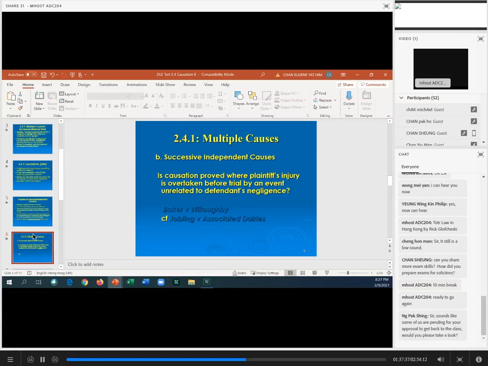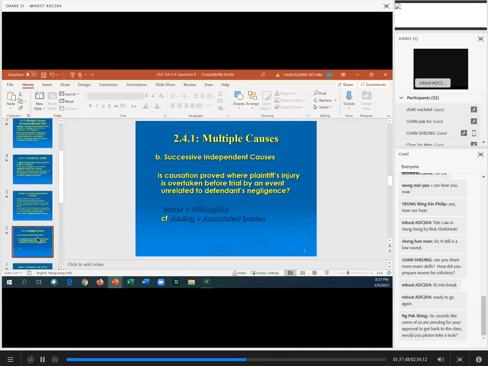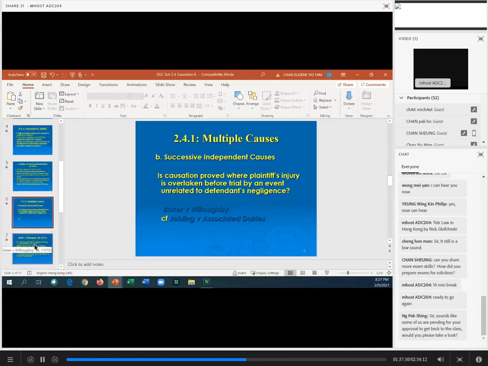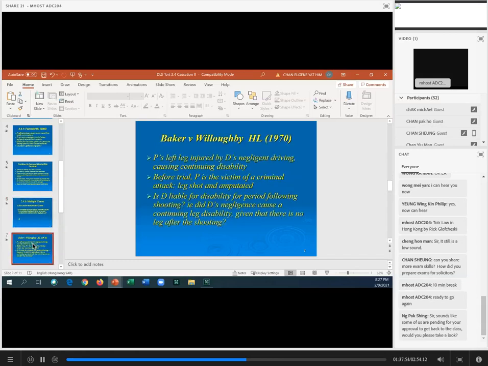I don't think they're in the course, but we'll go through these because the facts are sort of dramatic. Okay, successive independent causes, and the case to look at. There are two cases: Baker and Willoughby, and Jobling and Associated Dairies. Let's have a look at Baker and Willoughby.